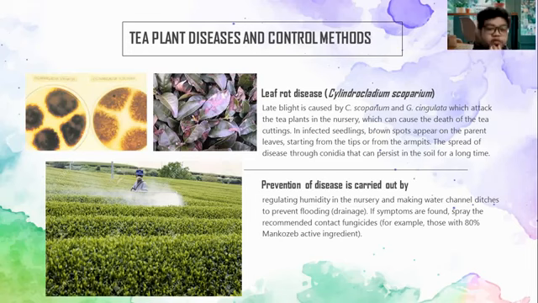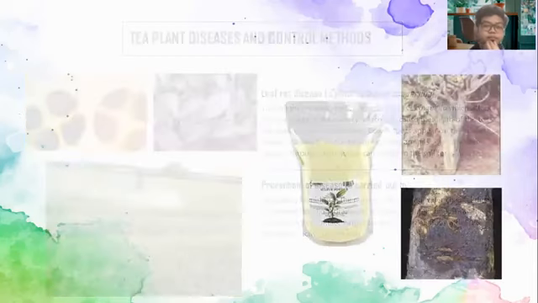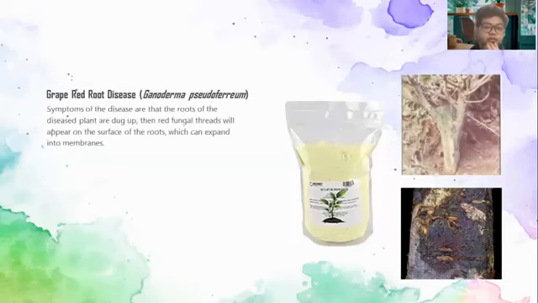So the prevention of this disease is carried out by, first, regulating humidity in the nursery, and second, making water channel ditches to prevent flooding. If symptoms are found, spray the recommended contact fungicides, for example, those with 80% mancozeb active ingredient. Next.